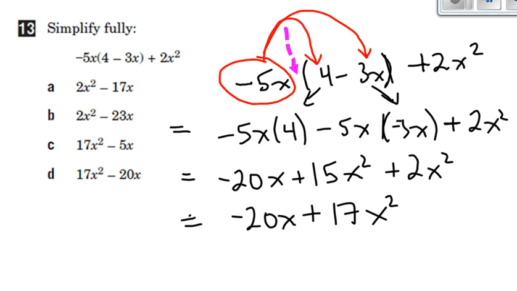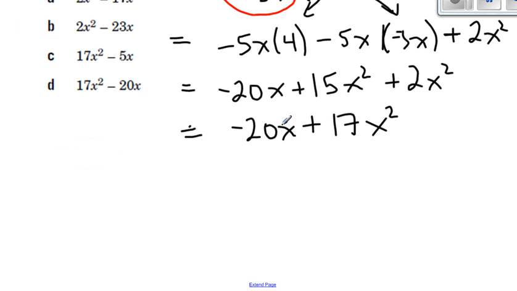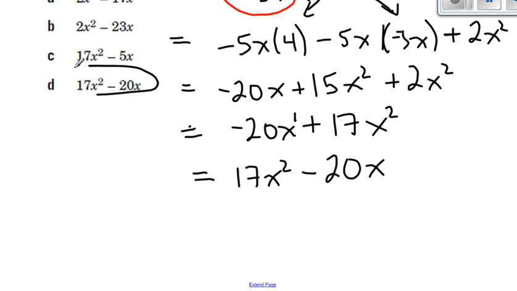Now, as a final little reminder, you should have learned that when you are organizing or finishing a polynomial, you're supposed to write the terms in order of degree with the highest degree first. So this term has degree 1 because that's the sum of the exponents. This term is degree 2. Therefore, it's a higher degree term, so I'm supposed to write it first, and then the other term, negative 20x. And once I've written it in the proper order, I can clearly see that the answer is D.